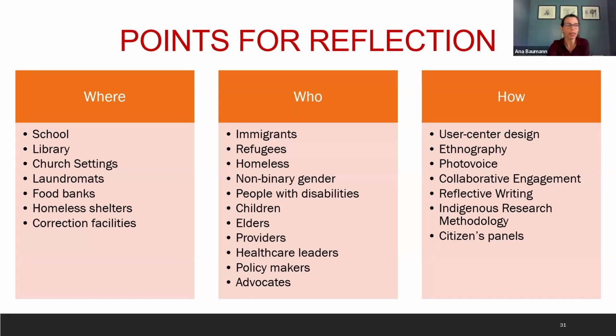If you take a look at any systematic reviews, we're missing voices of people like immigrants, refugees, homeless, non-binary gender, people with disabilities, children, elder providers. We are not engaging in representation and diversity in our clinical trials, which is crazy because we do have methodology on how to engage different voices. User-centered design, ethnographies, photovoice, collaborative engagement. Those are just some examples of the many, many, many examples that you can use to engage different voices.